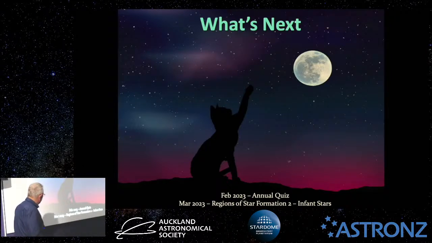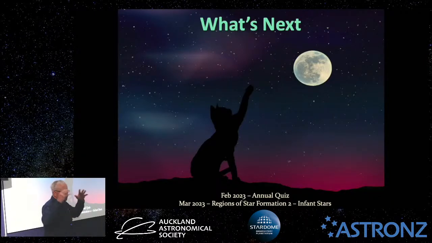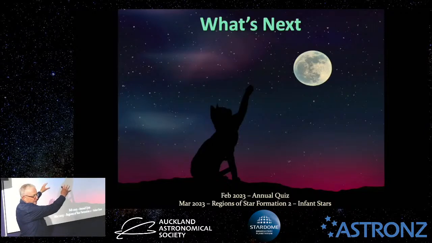Then in March, we'll do regions of star formation 2. We're going to talk about the infant stars. What's the difference between a protostar and a pre-main sequence star? What's going on inside these stars, convection-wise? What's a T-Tauri star? What's a Herbig object? Herbig-Haro object? All these terms that you vaguely recall people talking about. Just like we talked about luminous blue variables and Wolf-Rayet stars today, we're going to bring up some terminology and make it simple for infant stars.